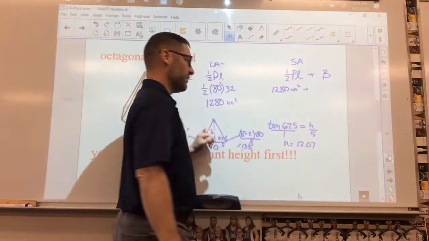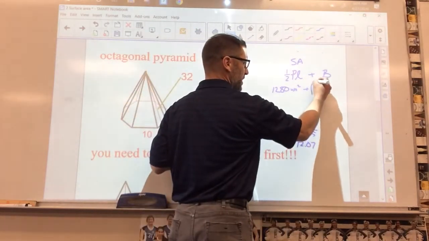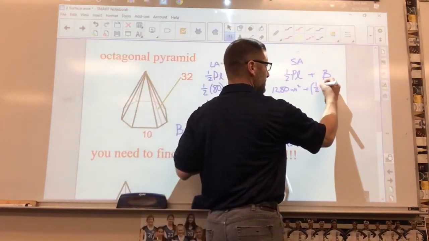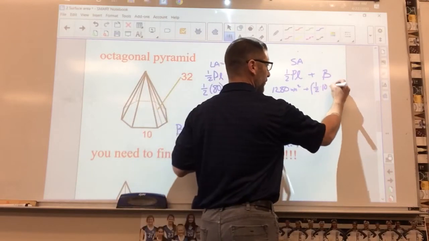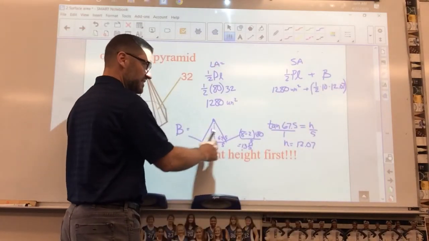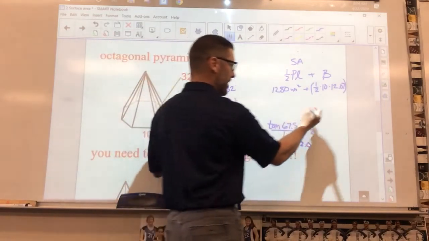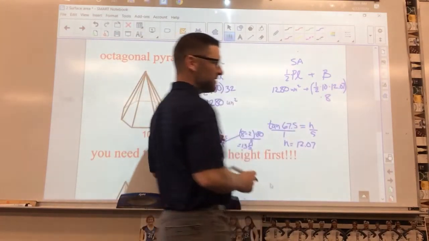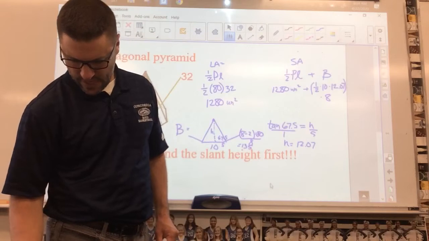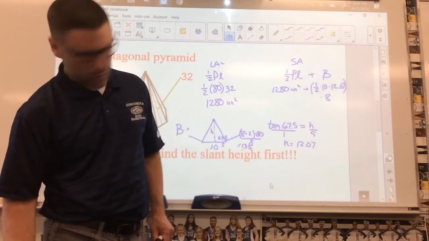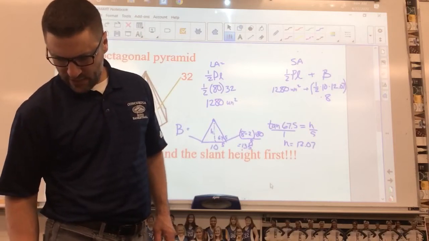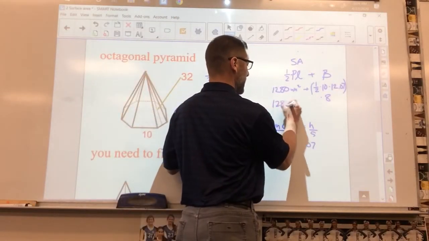So let's run through a calculation. I want the area of one triangle. Area of one triangle, which is 1/2 the base, 10, times the height, 12.07. That's the area of one of these single triangles. Well, I have 8 triangles. I'm going to put down there times 8. I'm going to run through that part right there. So I'm going to take 1/2 times 10 times that 12.07 number times 8. And I got 482.84.